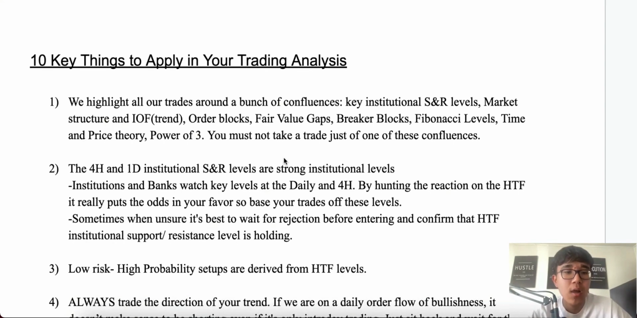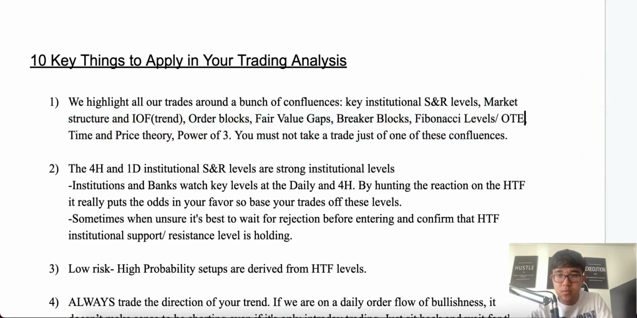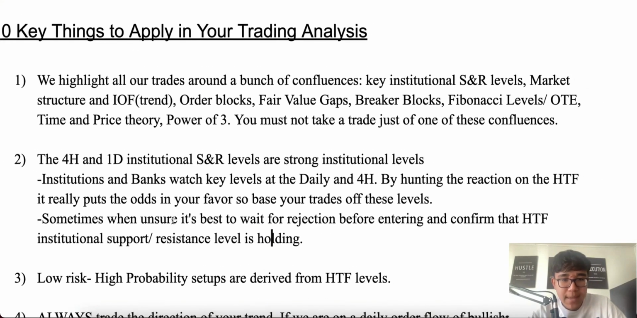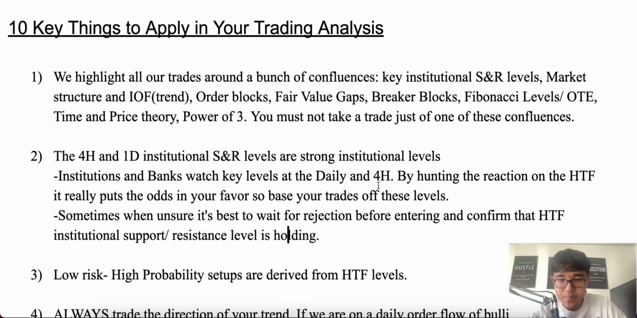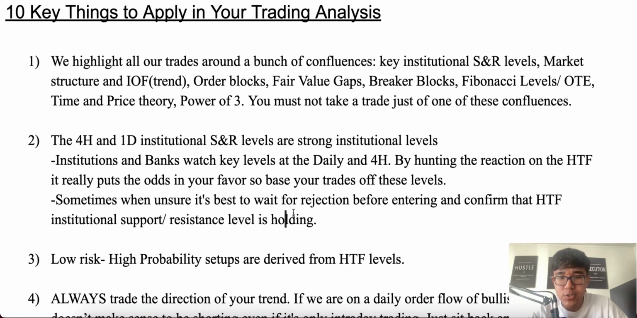So number two is now, the 4-hour and daily institutional support resistance levels are strong institutional levels. So what I mean by institutional support and resistance levels, it's basically everything written here. So order blocks, fair value gaps, break blocks, all on the higher time frame. Fibonacci levels, OTE. So that's what I mean by institutional levels. Now, institutions and banks watch key levels at daily and 4-hour. By hunting the reaction of the higher time frame, it really puts the odds in your favor, so base your trades off these levels.